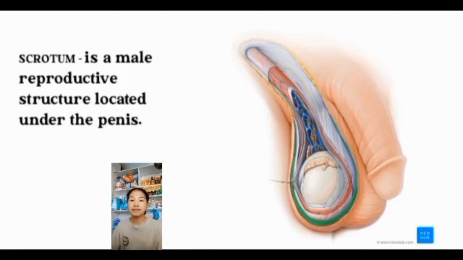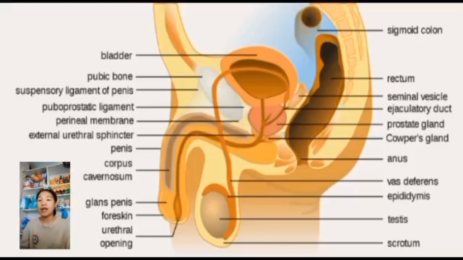So, next, scrotum. Kabalo naman taon sa scrotum, di ba? It is a male reproductive structure located under the penis. So, kanang bitaw kanang scrotum, kanang bitaw sa ibayon sa itlog sa lalaki. Kanang dira kanang mga ugat-ugat. Kana dira mo nang tawag. Kanina, mo ni ang part of the body sa reproductive sa lalaki.